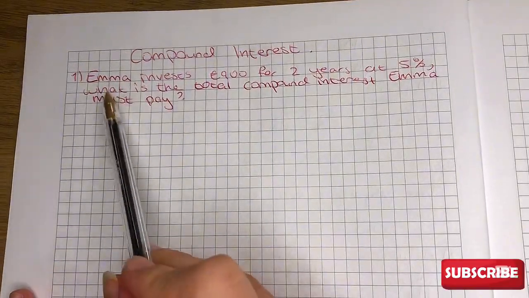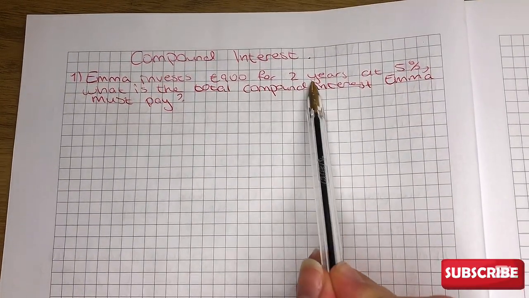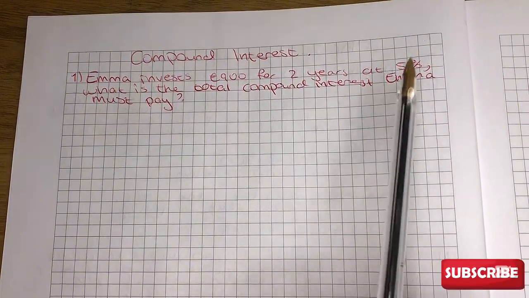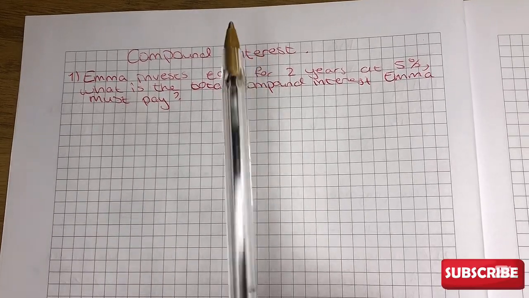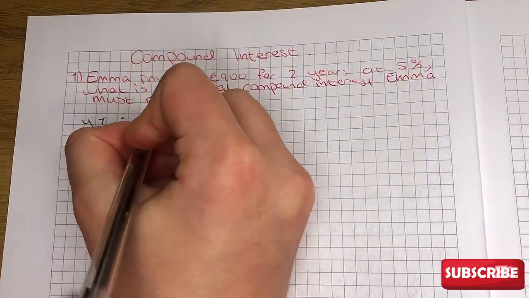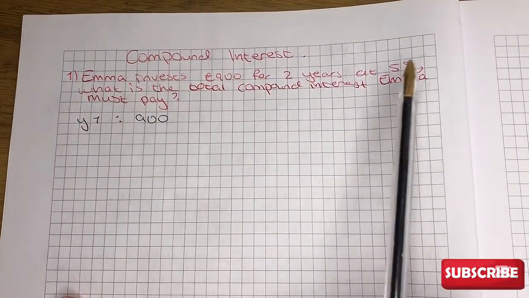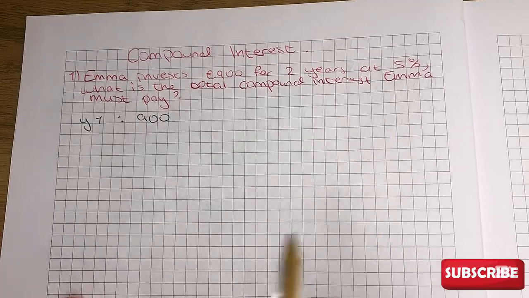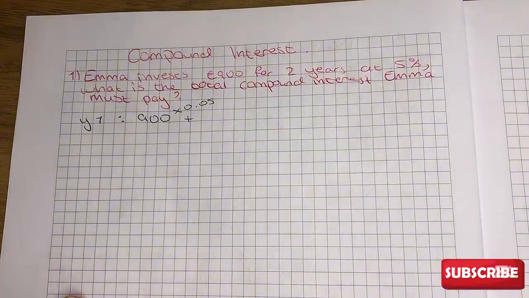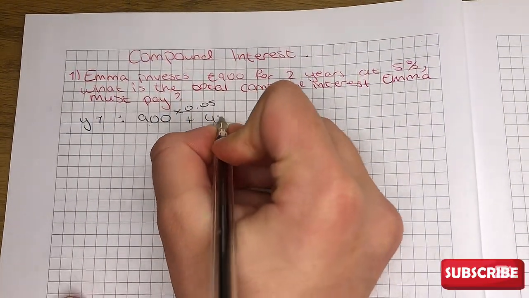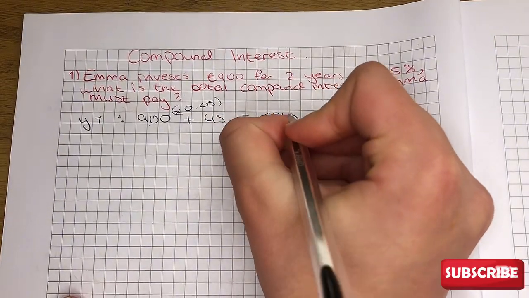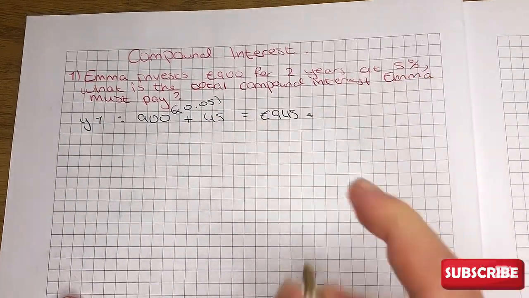The question here is asking, Emma invests €900 for 2 years at 5%. What is the total compound interest Emma must pay? Well, we can break this up. In year one, she is paying €900 at a 5% rate. So if we just do 900 multiplied by 0.05, you would get 45. So 900 plus 45 is equal to 945. This is the amount that she pays in the first year.